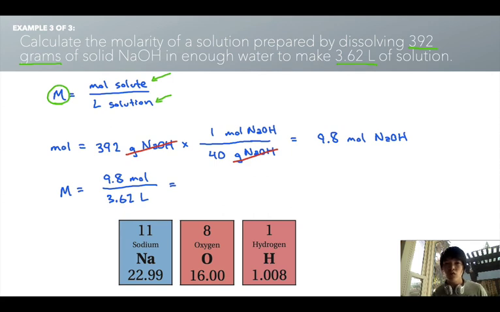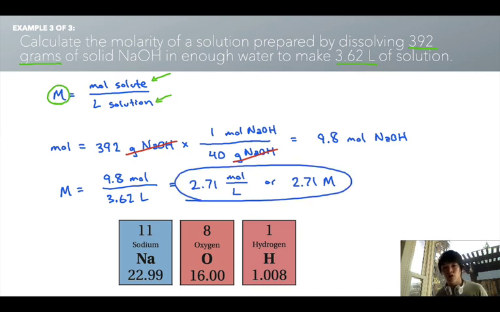9.8 divided by 3.62. Now this number is going to be 2.71. The unit, since it can't cross out, is moles per liter. The unit moles per liter can alternatively be written as molar with a capital M. Okay, so I'm going to circle both of these because either way you write it would be correct.